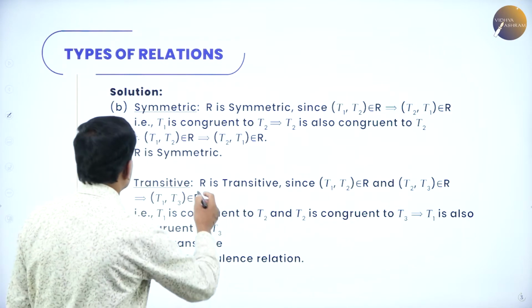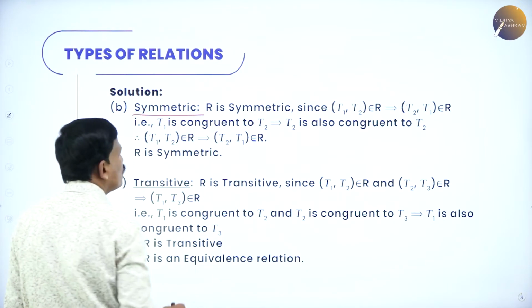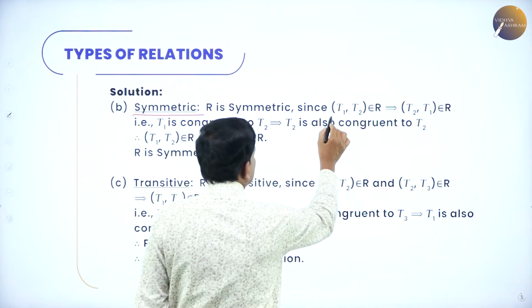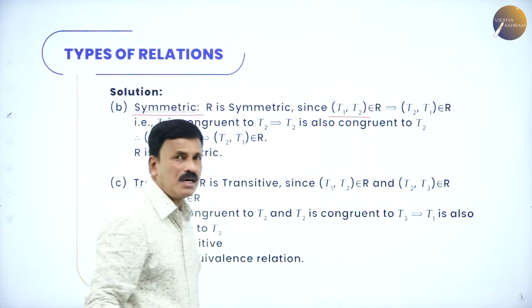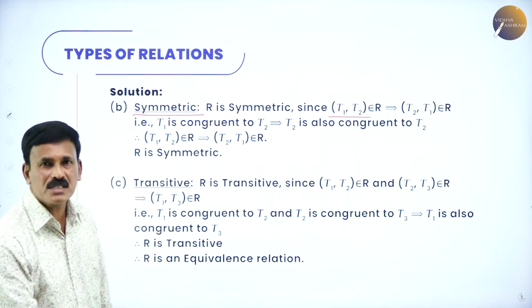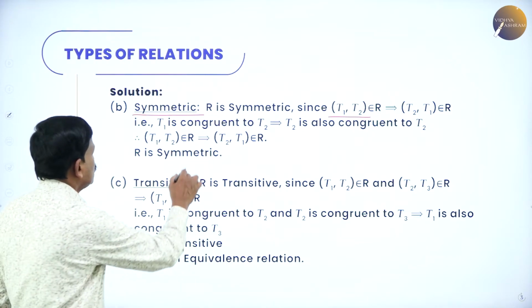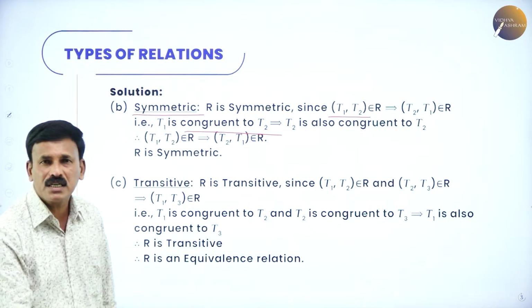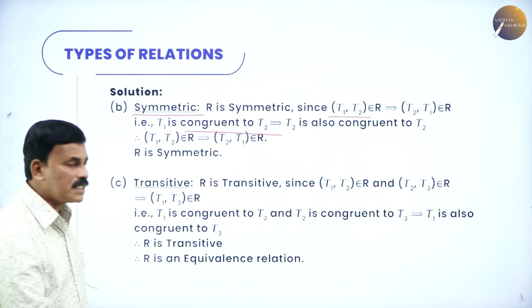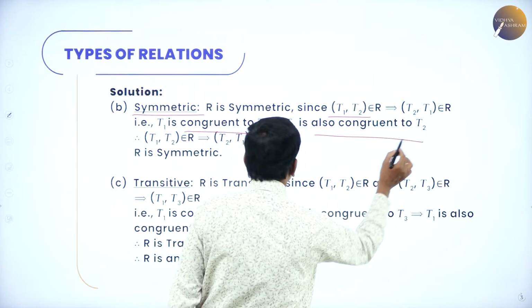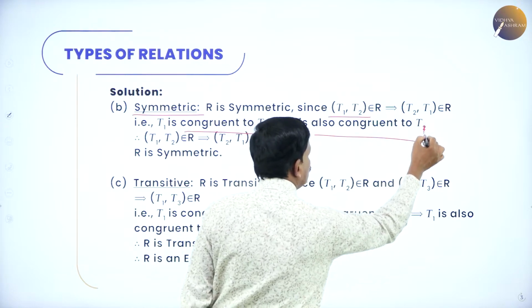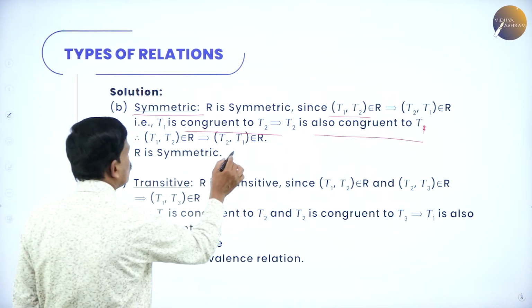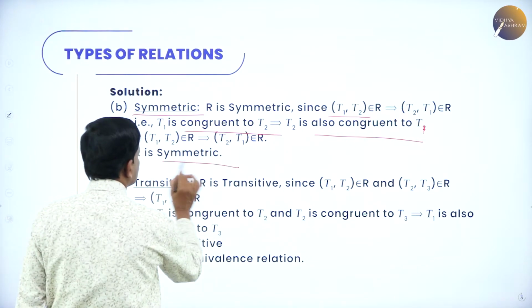That is the second property. That is symmetric. R is symmetric because if (T1, T2) belongs to R implies (T2, T1) also belongs to R. That is, if the first triangle T1 is congruent to the second triangle T2, which implies the second triangle T2 is also congruent to T1. Therefore, (T1, T2) belongs to R implies (T2, T1) also belongs to R.